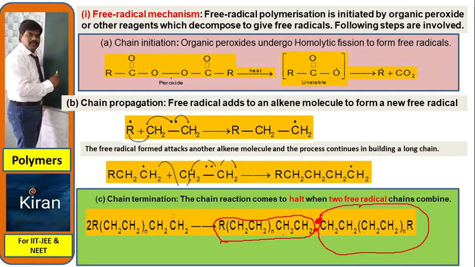Two free radical chains combined together will form a bond, so that there is no extra free radical formed. The chain is closed. So in this way, chain termination takes place when two free radical chains combine together. This is the mechanism. In this way, addition polymerization goes on by three important stages: chain initiation, chain propagation, and chain termination. Now we'll see some important addition polymers, preparations, and their uses.